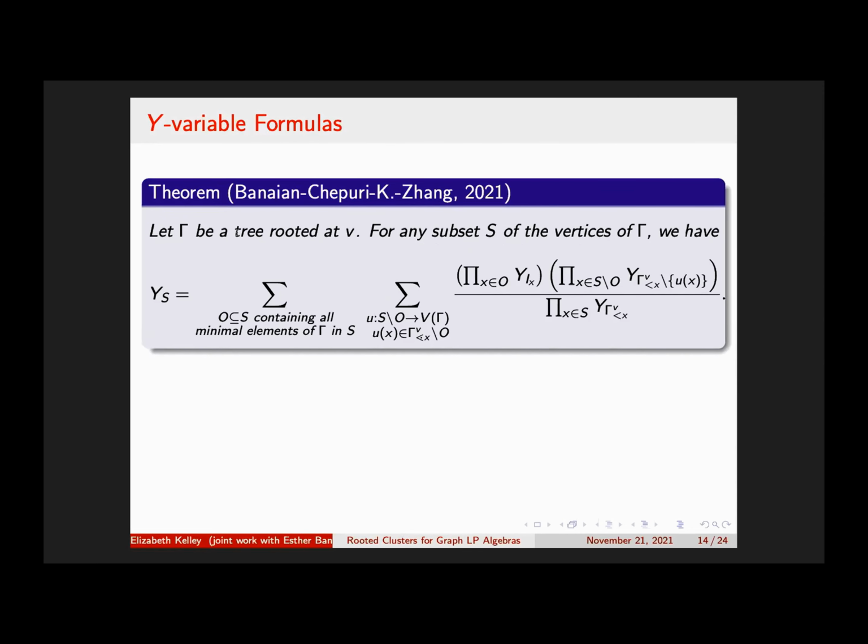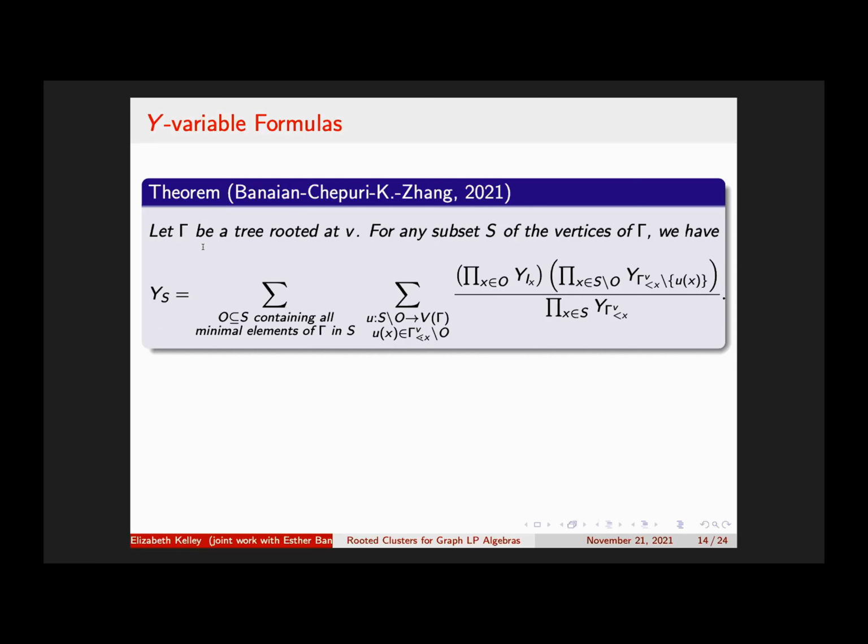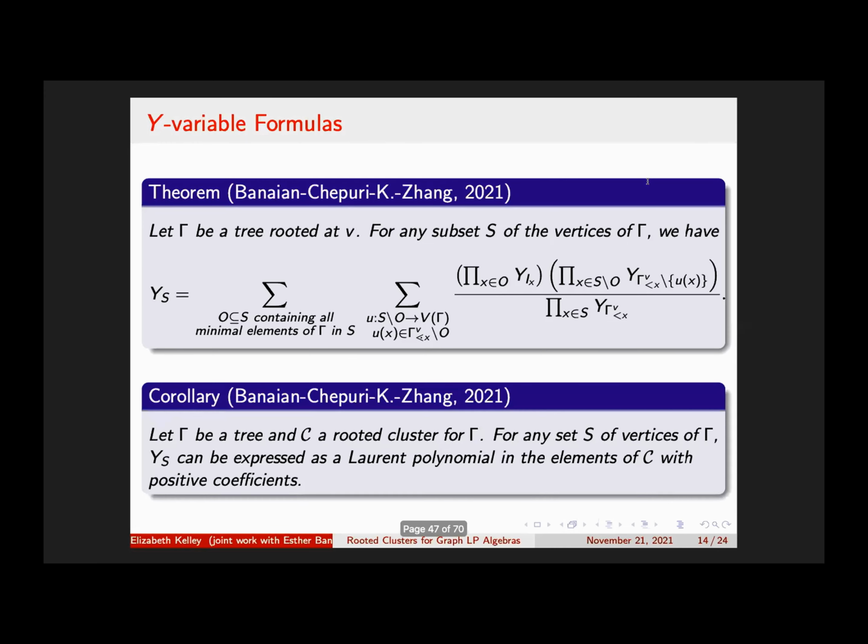And so then the next formula is, well, we have another type of cluster variable, right? We have these y variables. So again, we can write a formula here where if we look at each of the variables that show up on the right-hand side, they're either variables in our cluster or variables that we saw we can write as products of elements of our cluster. So again, as an immediate corollary of this formula, we get that these variables can be written as Laurent polynomials with positive integer coefficients.